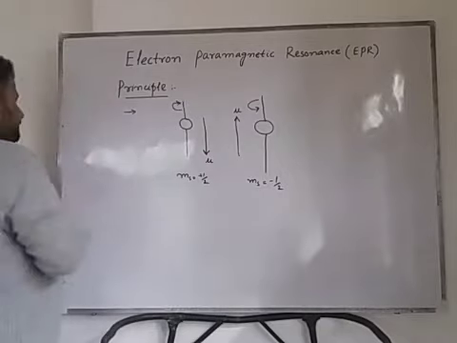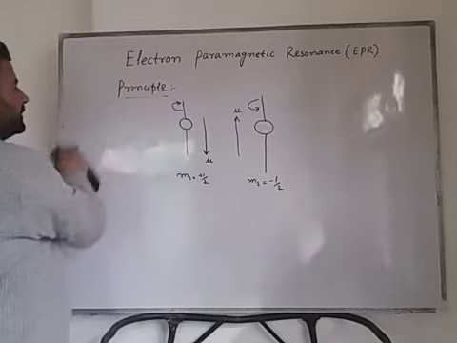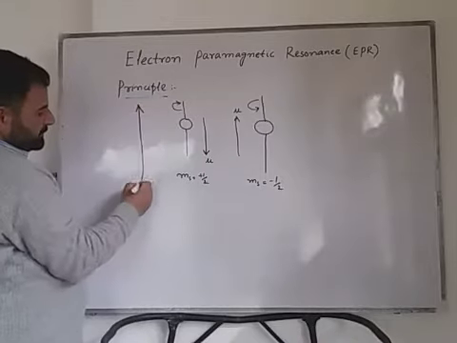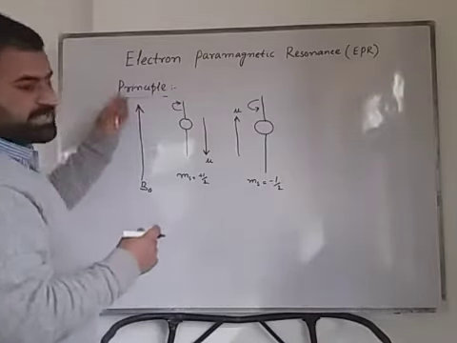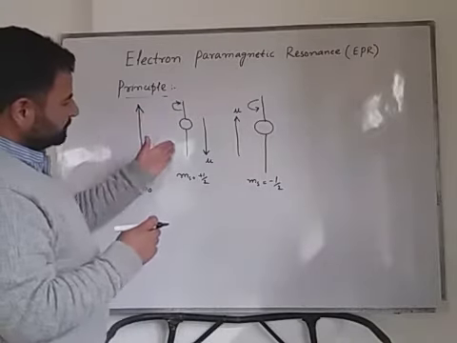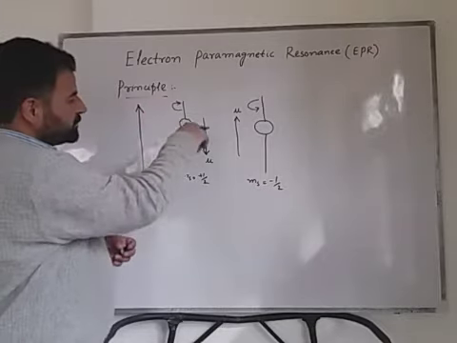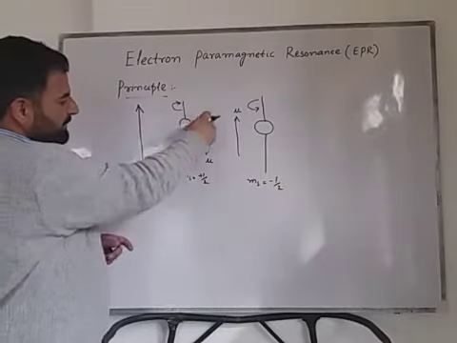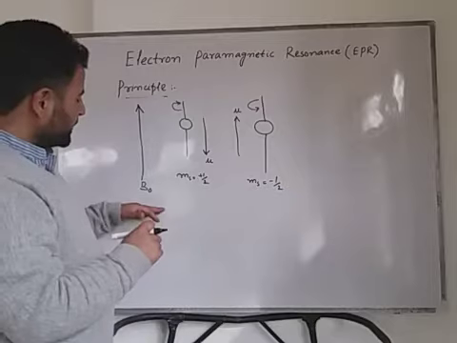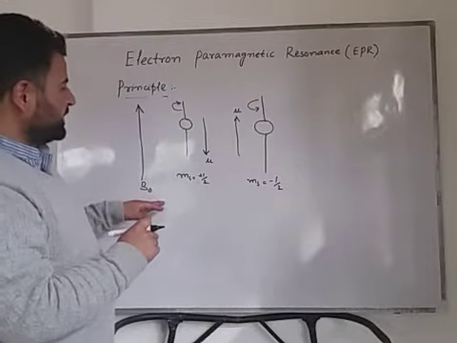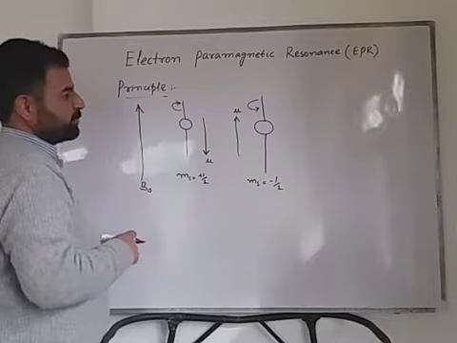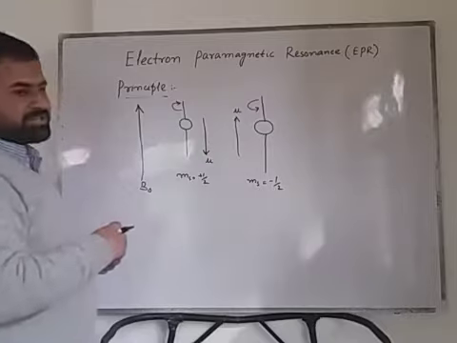However, when we apply the external magnetic field, for example, we apply the external magnetic field B naught in this direction, what will happen? In case of this clockwise spinning motion, its spin magnetic moment will oppose the external magnetic field. While in case of this anti-clockwise spinning motion, it is reinforcing the external magnetic field.